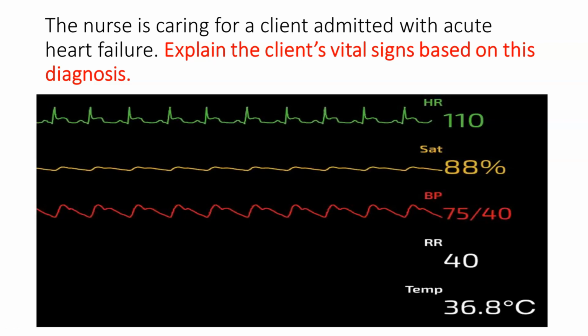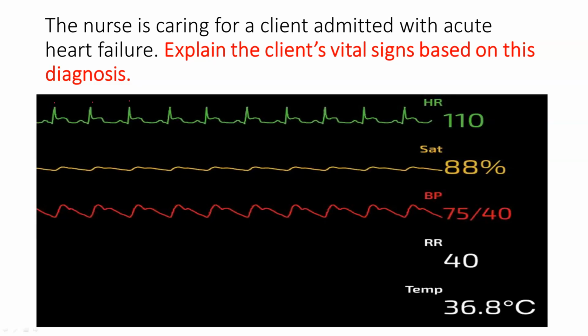So in this example, we're going to say that this client has been admitted to the hospital with an acute decompensated heart failure. Why are we looking at these numbers and what do they tell us about the client? Well, the first thing I can see is that this client is tachycardic. I'll try to show this the best that I can using the mouse to draw on here, but when I'm looking at the rhythm, I do see that I have regularity.